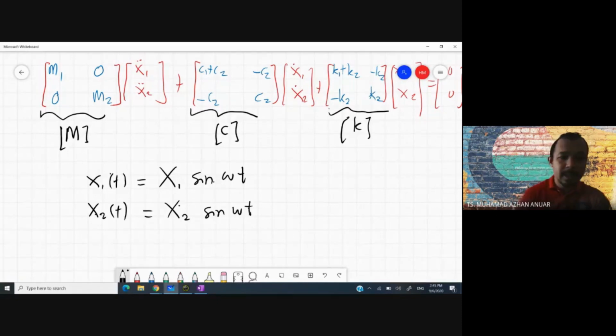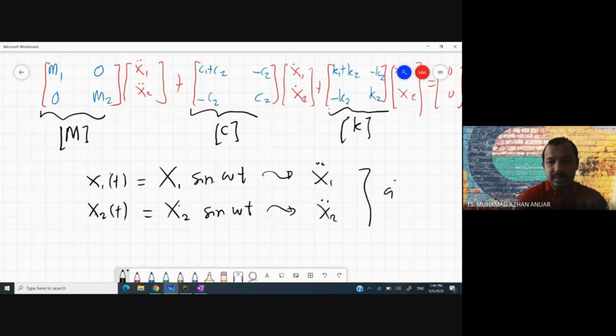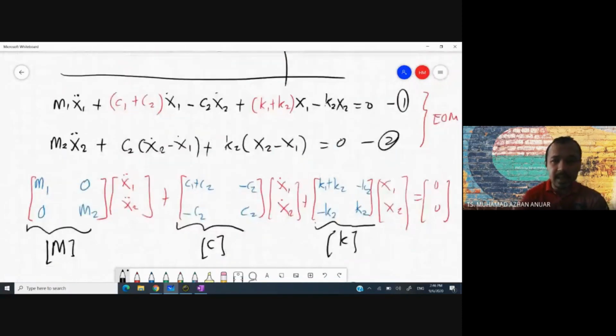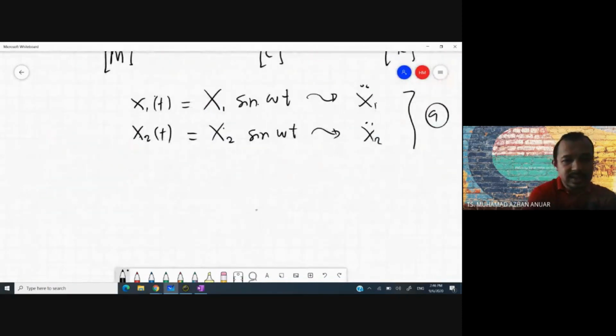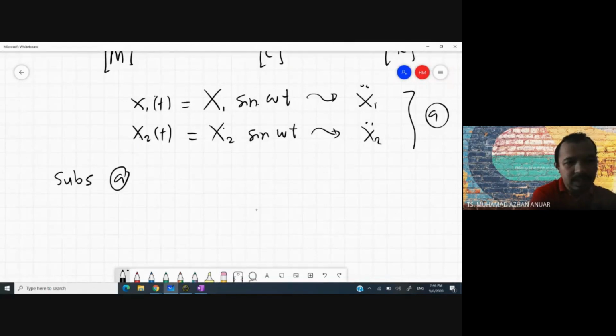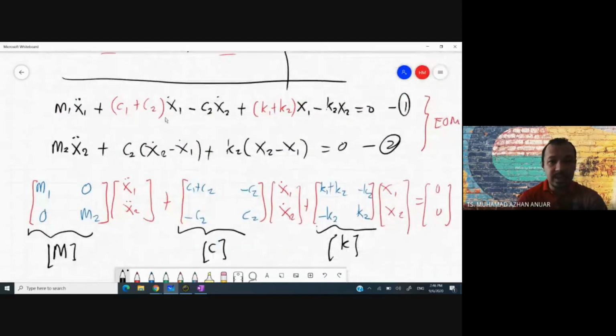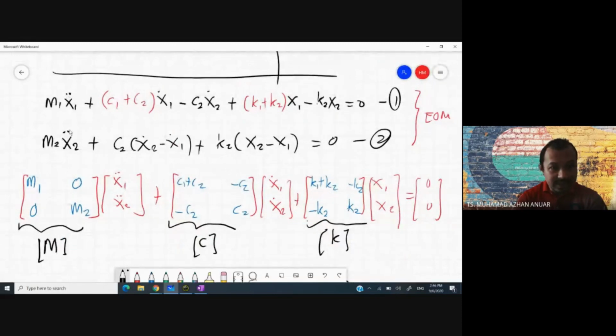Okay. And if we differentiate this twice, we get x double dot 1 and then x double dot 2. I think you know how to differentiate this one. And then let's name this one as A, and then substitute A into 1 and 2. So when we substitute A into equation 1, into x double dot 1, x double dot 2, x1, x2, and x dot 1 and x dot 2, you will get a new representation.